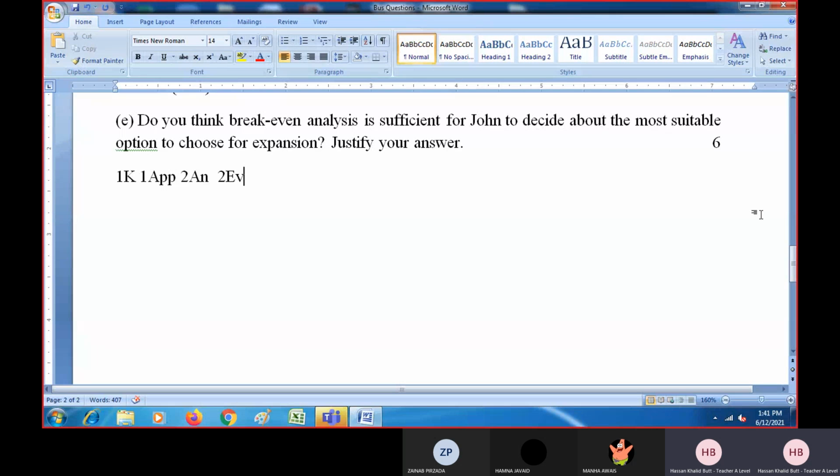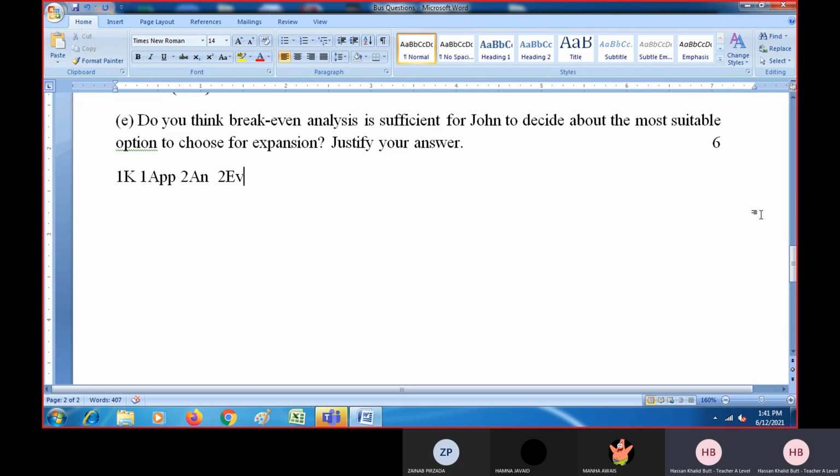Because students normally do not bother about this mark scheme or the assessment objectives, and they keep on writing whatever they think. They talk about the advantages of break-even analysis, the disadvantages, and then they end up getting 3 marks or maximum 4 marks. So this is how they eventually end up getting a B grade or at the maximum an A grade. No A star, no distinction.